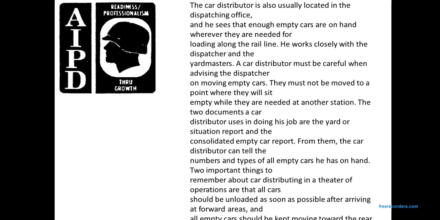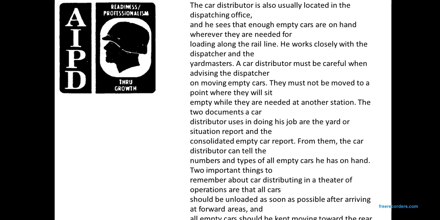The car distributor is usually located in the dispatching office. He ensures there are enough empty cars on hand whenever needed for loading on the rail line. He works closely with the dispatcher and yard master. The car distributor must be careful to avoid moving empty cars to a point where they will sit empty while they are needed in another station. The two documents of the car distributor are the yard situation reports and the consolidated empty car report. From them the car distributor can tell the number and types of all cars he has on hand.